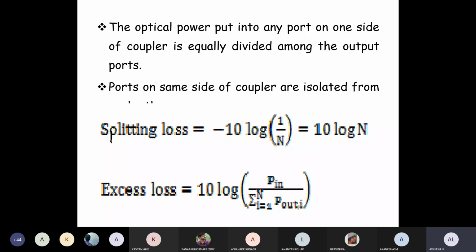Next is excess loss. Excess loss is given by 10 log of P in divided by the summation from i equal to 1 to n of P out of i. This is the excess loss equation: 10 log, where P in is divided by the summation of i equal to 1 to n, P out of i.